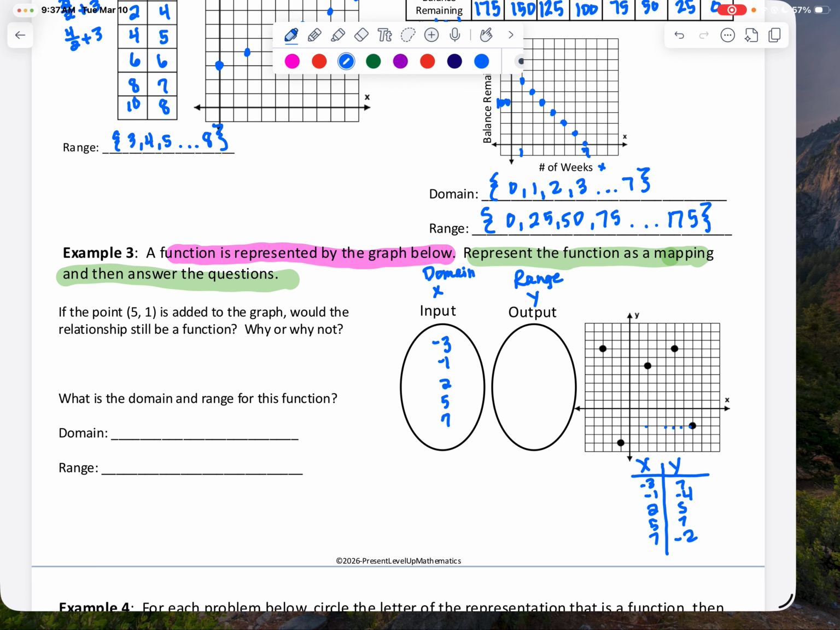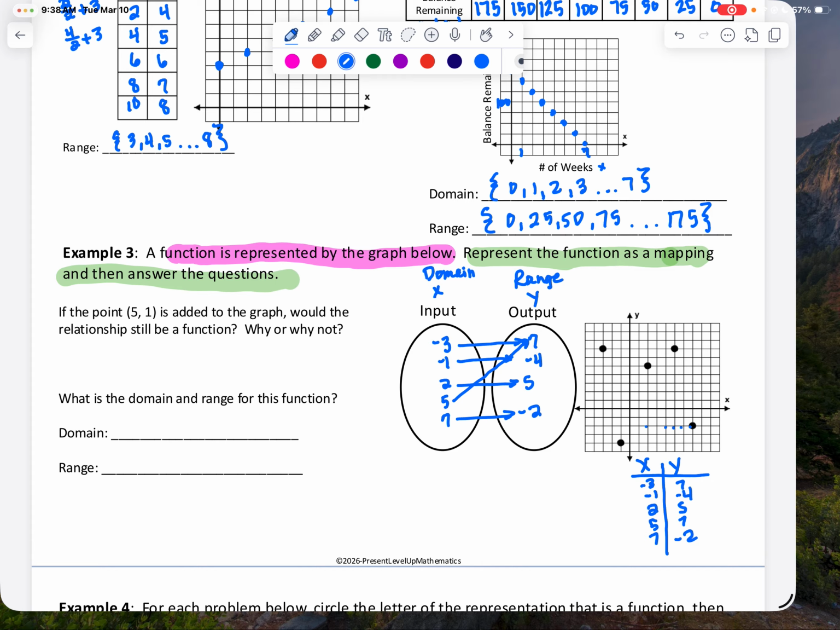Okay. Now, -3 in our table matched up with 7, so you will draw an arrow from -3 to 7. That means when you put in a -3, you get out a 7. All right. -1 mapped up to -4. 2 mapped up to 5. 5 mapped up to 7. Now, we already had a 7, so we just draw an arrow going that way. And 7 mapped up to -2. All right, so there's our mapping.